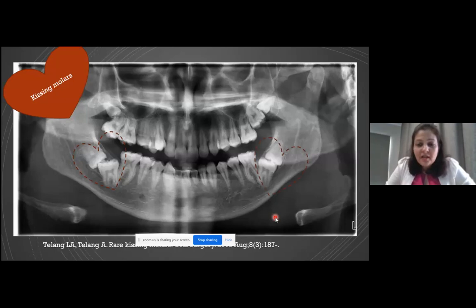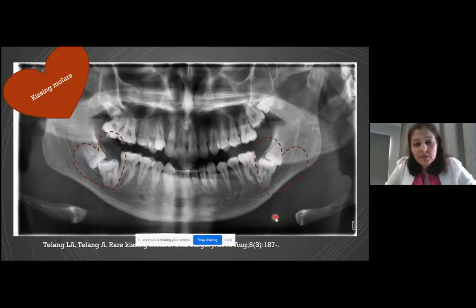Okay, this is a case that we'd seen in 2014 where a patient reported for orthodontic treatment, and then we noticed this. So both the third molar and the second molar mandibular on both sides seem to be kissing each other. They're facing each other, with the crowns facing towards each other. This is a very interesting case. But the sad part is it is very difficult to upright the second molar in this case.